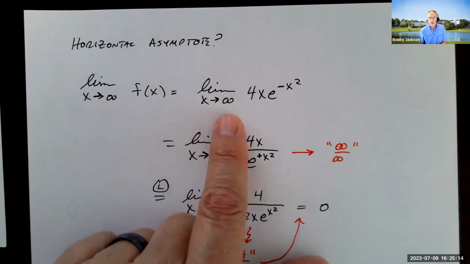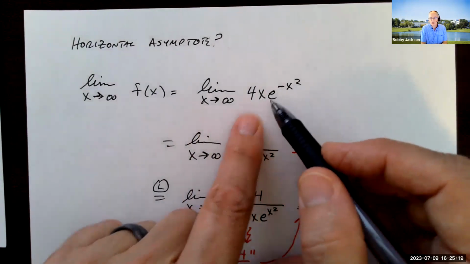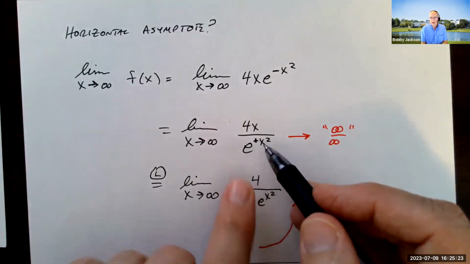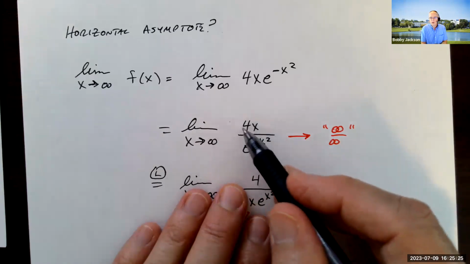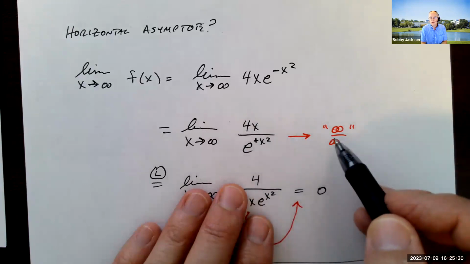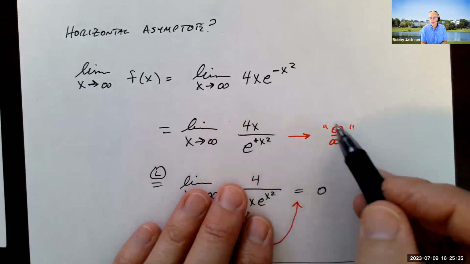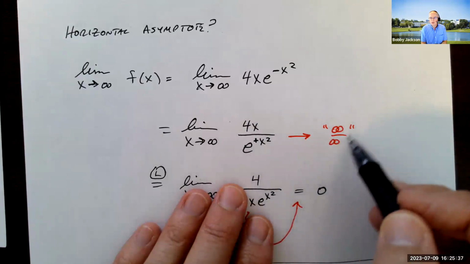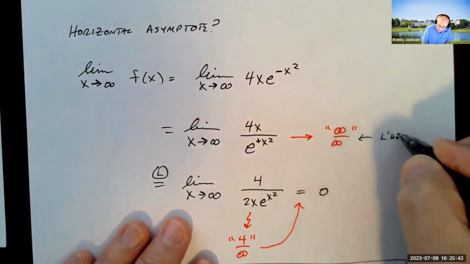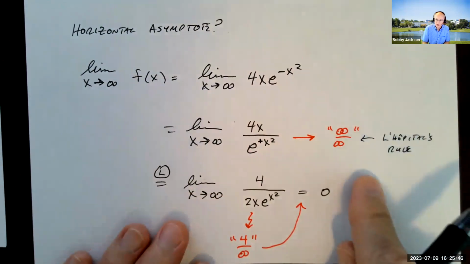function. Okay, to help us out here, I'm just going to rewrite 4x times e to the negative x squared as 4x divided by e to the positive x squared. And the limit as x goes to infinity now, 4x is going to infinity, and e to the x squared is going to infinity, right? Since x squared is going to infinity, e to the x squared is going to infinity. And guess what? This is L'Hopital's rule form, right? So this is L'Hopital form. And so we're able to use L'Hopital's rule to evaluate this limit, or try to at any rate.